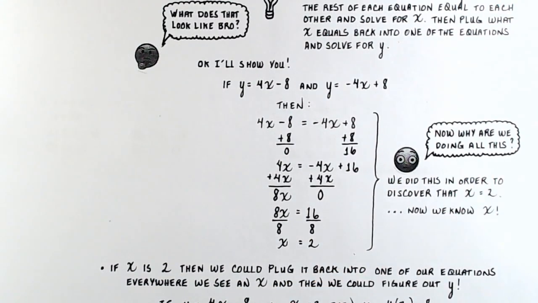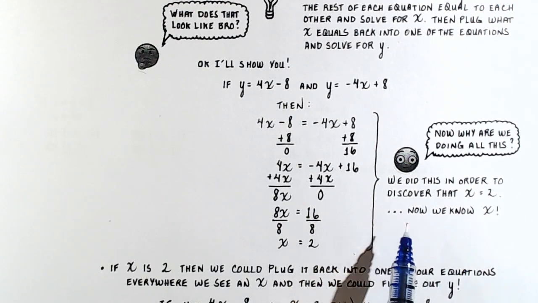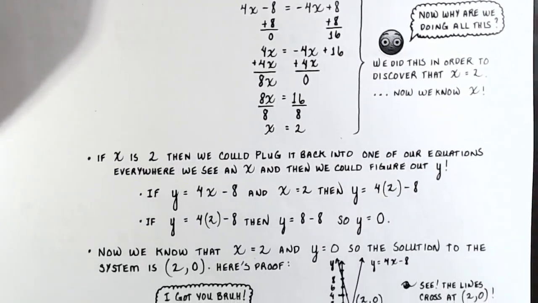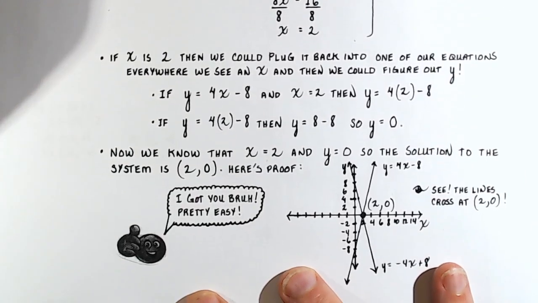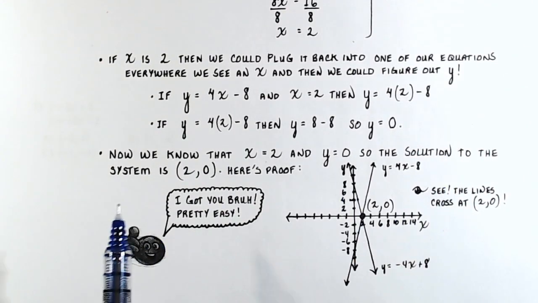Now, why are we doing all of this? We did this in order to discover that x equals 2. And now we know what x is. This is very valuable to us because if we know one of the variables is 2, we can solve for the other variable by plugging 2 back into one of the equations. That is, in fact, what we're asked to do next. If x is 2, then we could plug it back into one of our equations everywhere we see an x, and then we could figure out what y is.